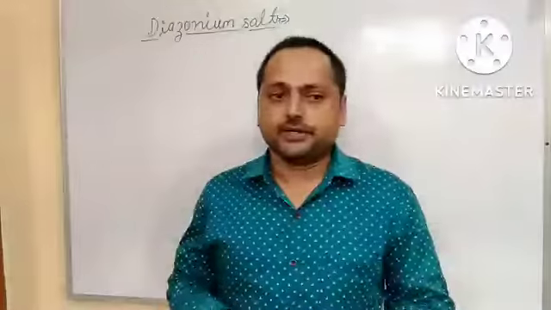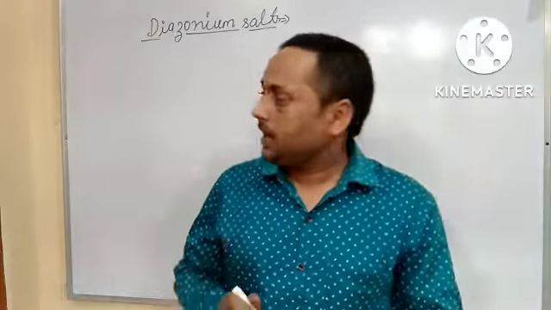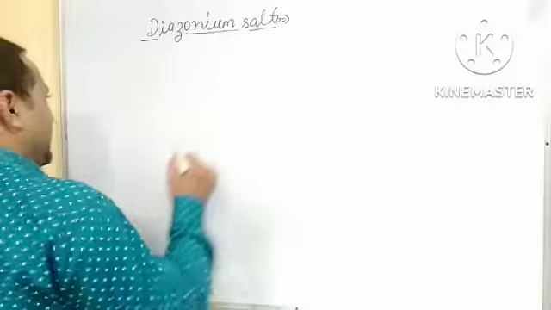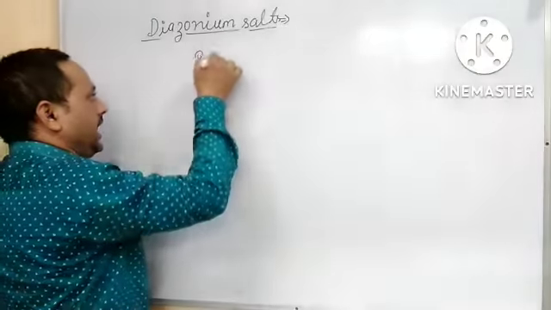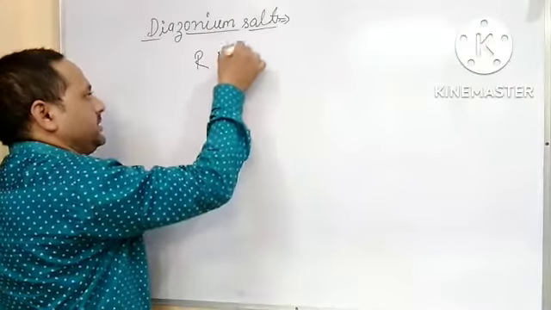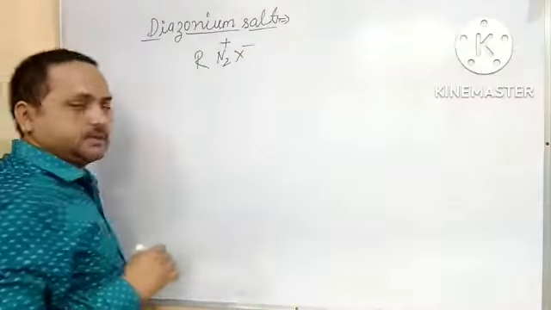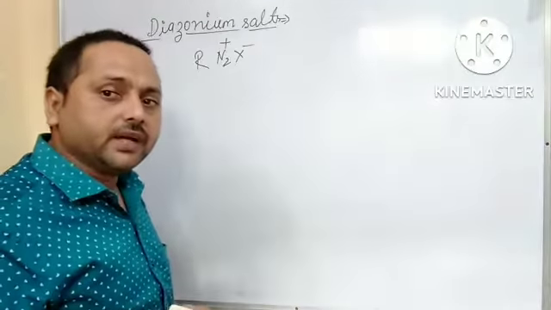So today's topic is diazonium salt. The general representation of diazonium salt is RN2X. Who discovered it, and when was it discovered?